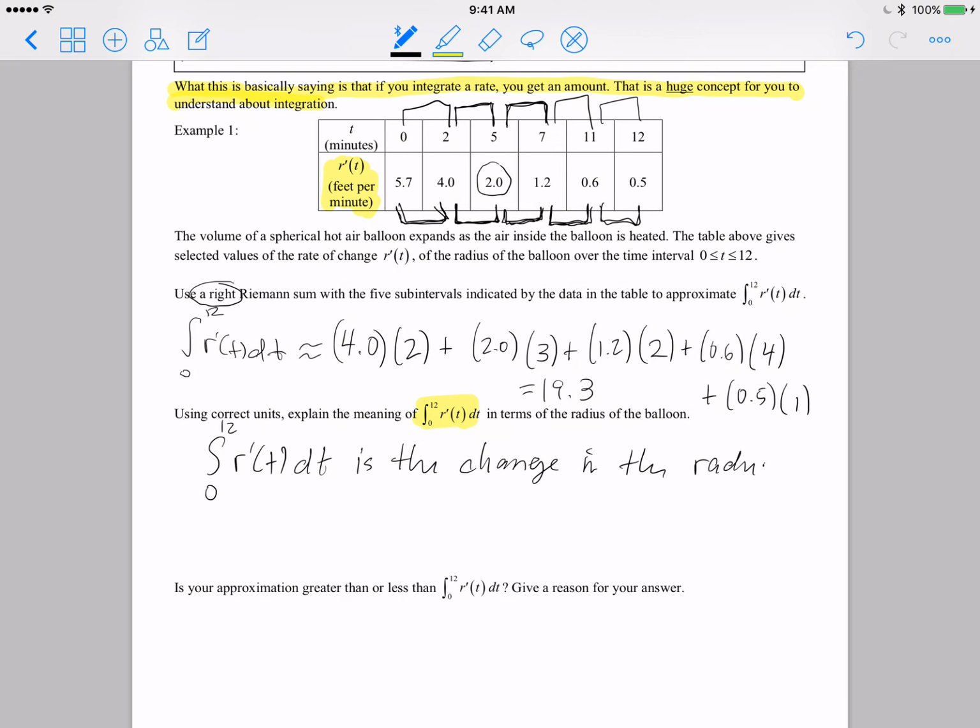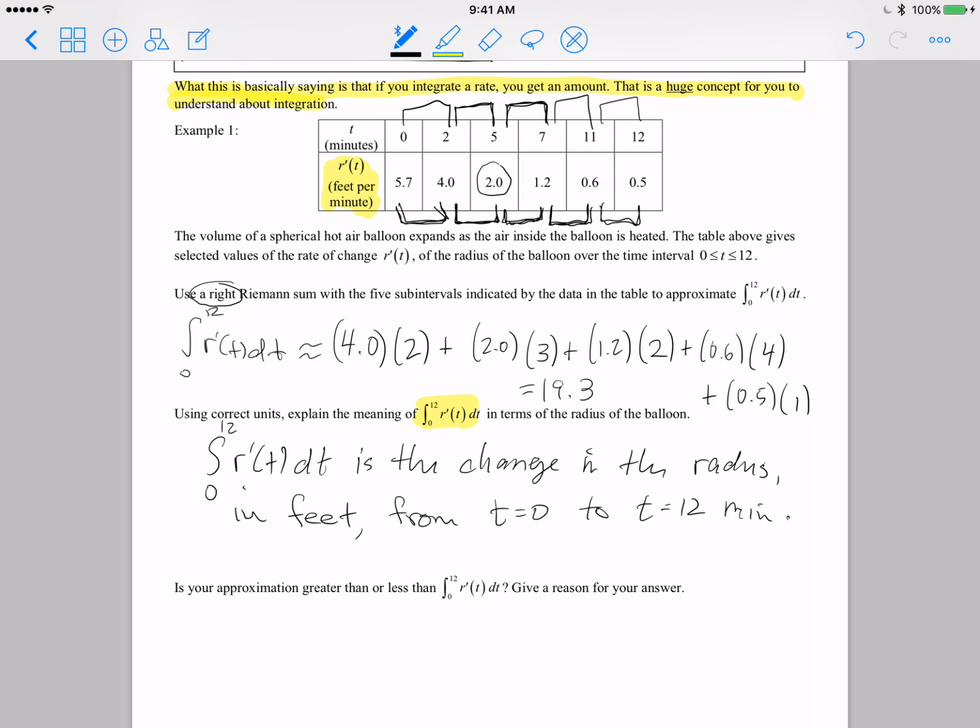Okay, and it does say to use correct units, so I need to look back up and see what my radius would be measured in. Well, since the rate of change was measured in feet per minute, my radius is going to be measured in feet. And then the last thing that I need to talk about are the bounds of integration. The bounds of integration were from 0 to 12, so I need to say from t equals 0 to t equals 12, and time in this problem was measured in minutes.